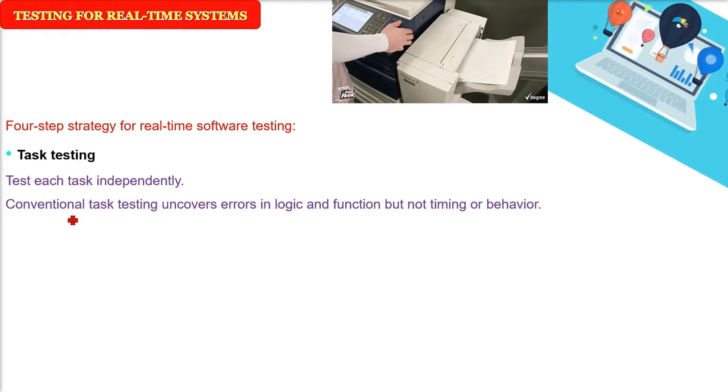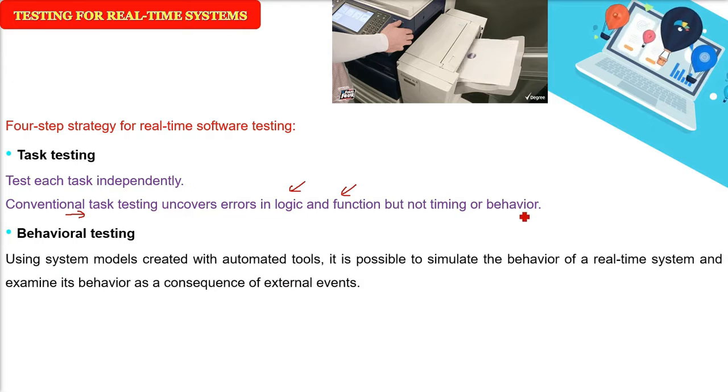You can always do the conventional task testing because you will see the logic, errors in the logic and the function. But the timing and behavior cannot be found here. You cannot uncover errors in timing and behavior. For that, you have to go for behavioral testing. And you can use certain models which can be created by automated tools, or even if you want to create it, you can create it. You can simulate the behavior of the real-time system.